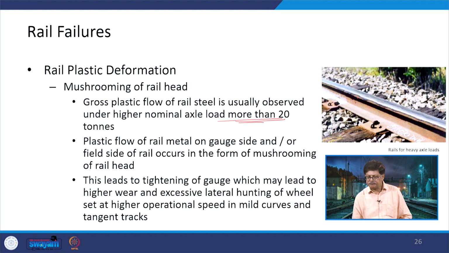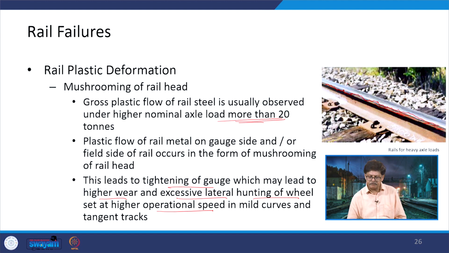If you see here, there is a material which you can very distinctly see here different, and then the section of the rail head or side here. Here it is coming down also and then going up. That sort of growth is occurring because of the plastic flow. Now, this leads to tightening of the gauge, which may lead to higher wear and excessive lateral hunting of the wheel set at higher operational speed in the mild curves and the tangent tracks.